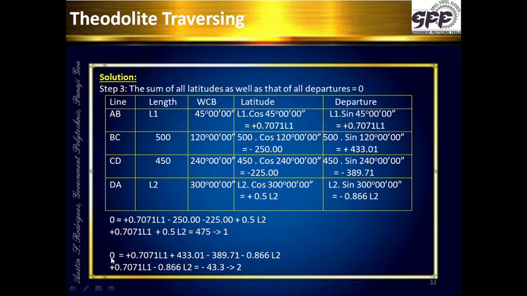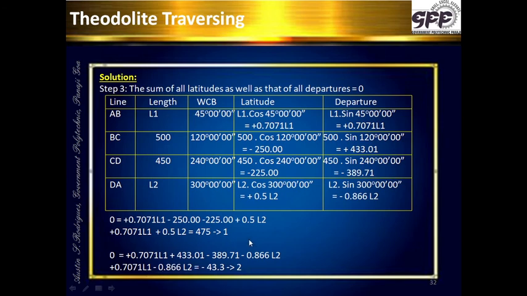Coming to equation number 2, departure equal to 0, equal to the whole set which we had taken earlier. So 0.7071 L1 and minus 0.866 L2 remain over here. This is a number, and when we solve and take it to the other side, we get the number as minus 43.3. So we get plus 0.7071 L1 minus 0.866 L2 is equal to minus 43.3, and that is my equation number 2. So from latitudes I have got equation number 1, and from departures I have got equation number 2.